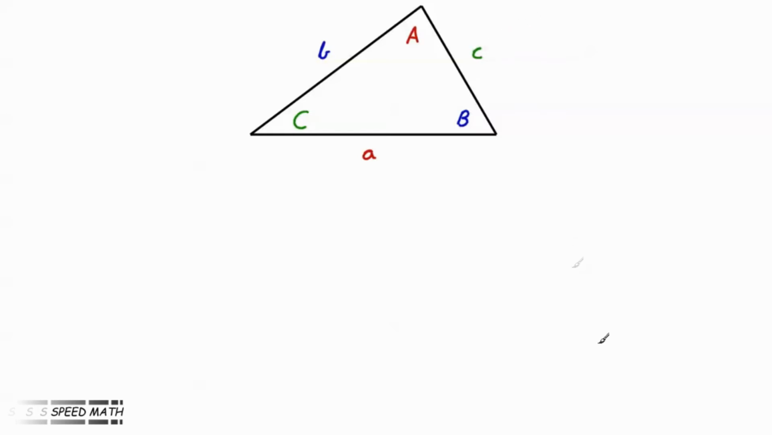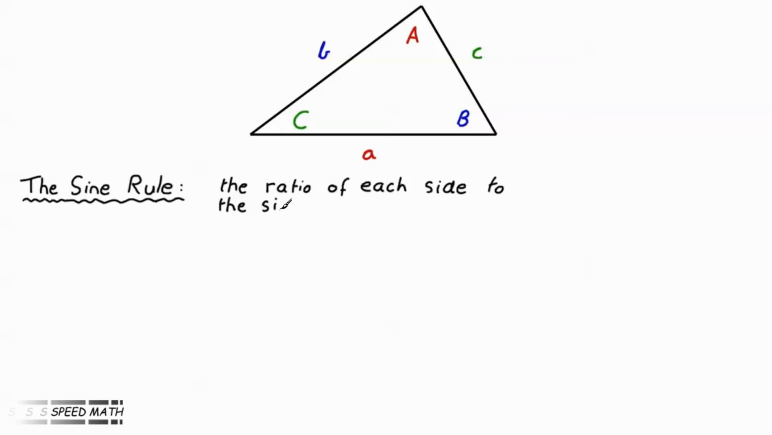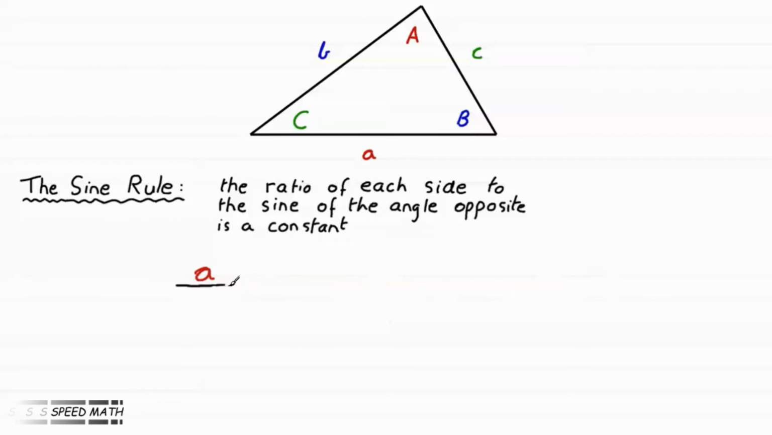The scene is set, so let's write out the sine rule definition. The ratio of each side to the sine of the angle opposite is a constant. Okay, so let's call this constant small case k. Then, using the symbols for the sides and the angles in the triangle, we get small case a divided by sine capital A is equal to k. Small case side b divided by sine b is equal to k. Small case c divided by sine angle c equals k.